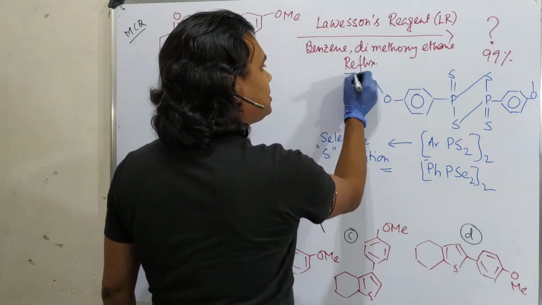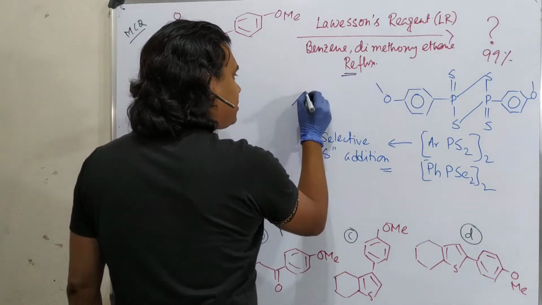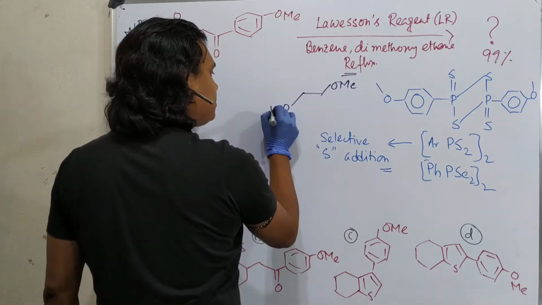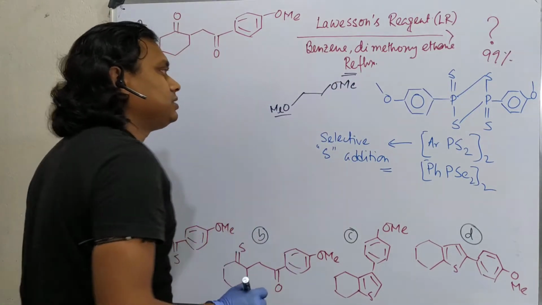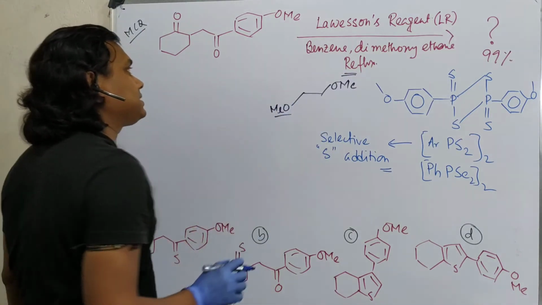For such a reagent, if you do the reaction, see, this is Lawesson's reagent, with benzene and dimethoxyethane at reflux. By the way, what is dimethoxyethane? Dimethoxyethane is the diether of ethylene glycol, a dimethyl ether. So this is the solvent, and reflux is carried out.